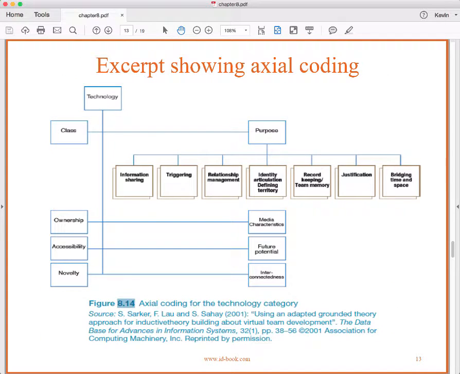Okay, and here we have one of the illustrations that we had in the text, and we're showing axial coding. So here we're not only showing categories, but we're showing subcategories, and we're showing their interrelationship.